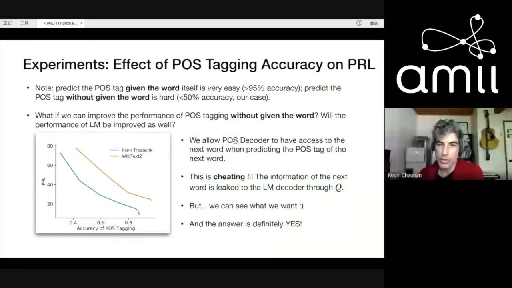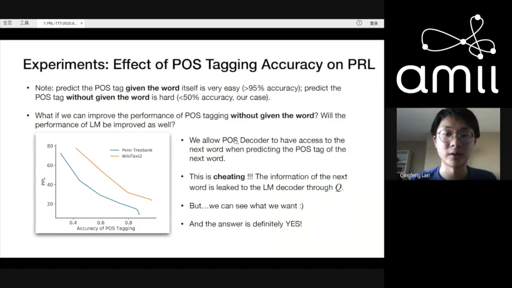Can you say more about what those auxiliary tasks were that didn't help? What were those tasks like? So another auxiliary task I tried is called named entity recognition. It's basically you assign a named entity recognition label to each word, similar to POS tagging.